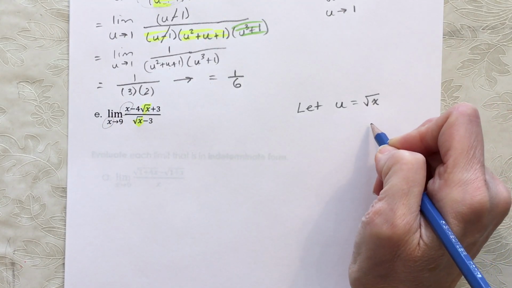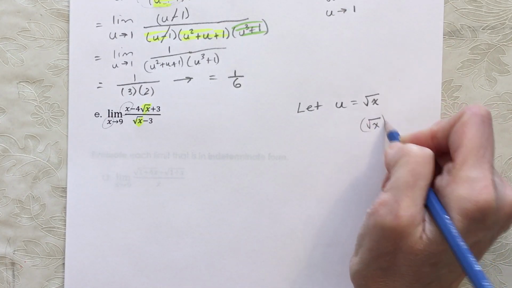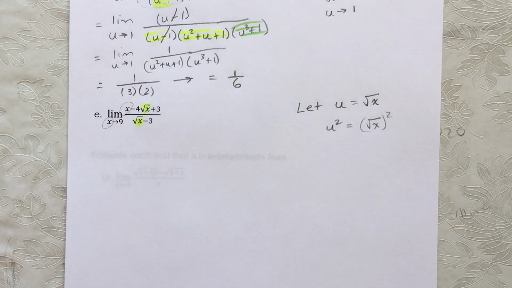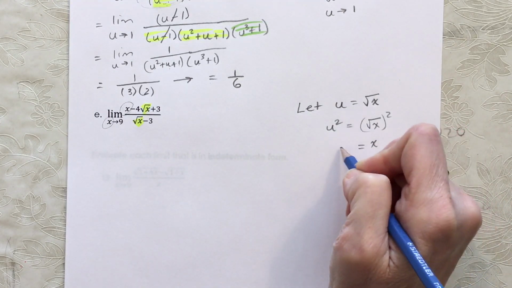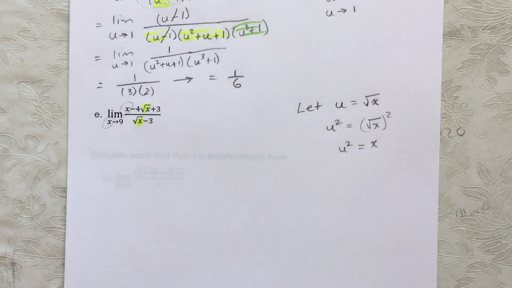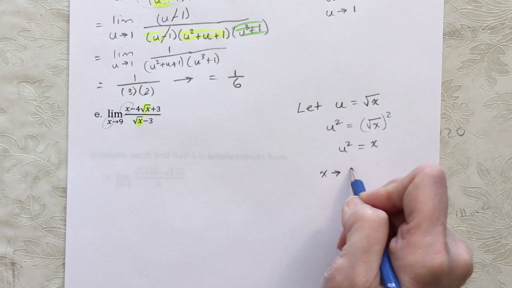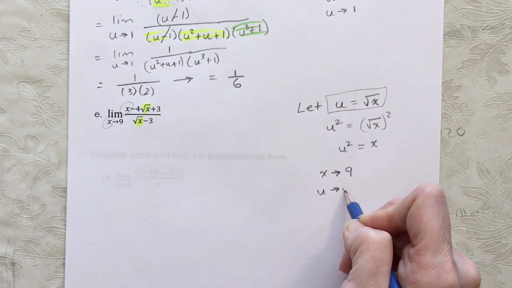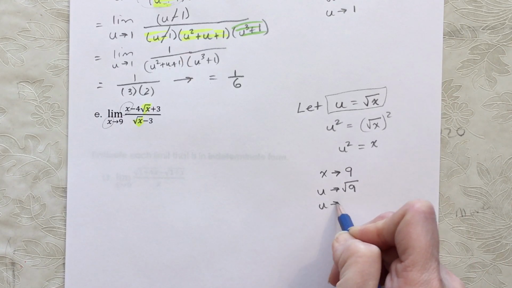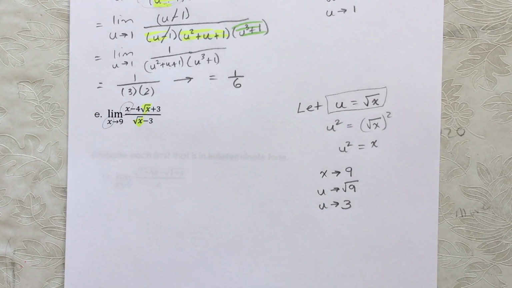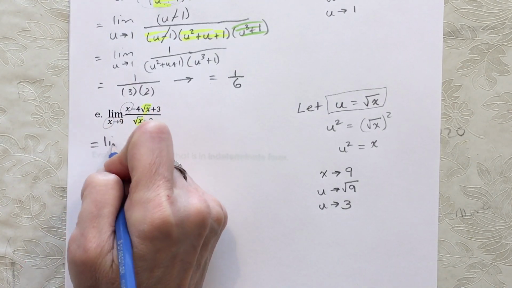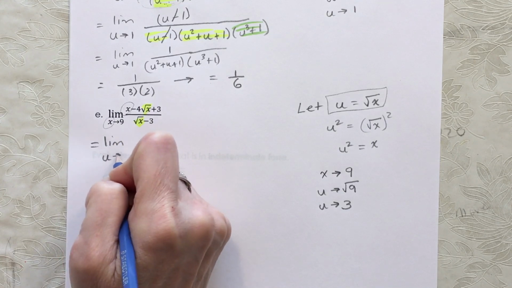we could square both sides. So the root of x to the power of 2 is equal to u to the power of 2, whatever you do to one side, you do to the other. So x is u squared. Okay, and then as x approaches 9, from this statement here, u would approach the square root of 9, which is 3. So now we can change our limit over. So from the limit as x approaches 9, we're going to change it over to the limit as u approaches 3.